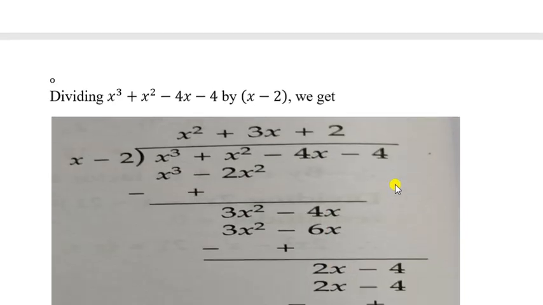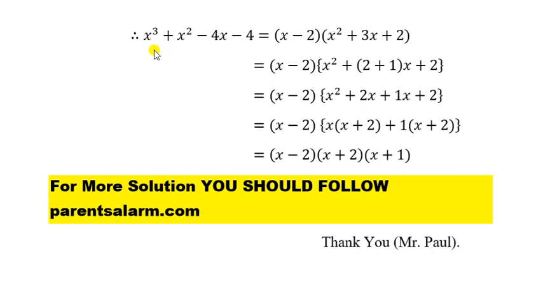Let's see next. So x cube plus x square minus 4x minus 4 is equal to x minus 2 times x square plus 3x plus 2, which we got. But see, this one is a second degree equation, so we can factorize it again by the middle term method. You have done this already in class 9 and class 10 also. By middle term you will find these three factors: x minus 2, x plus 2 and x plus 1. In this way you have to find all the factors.